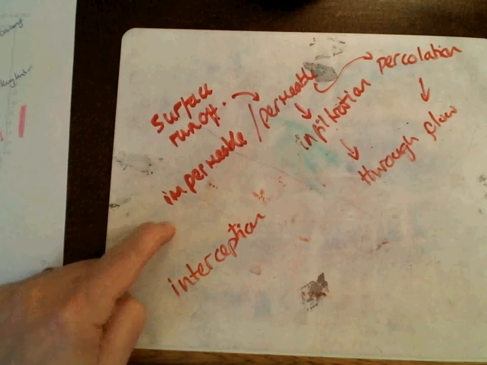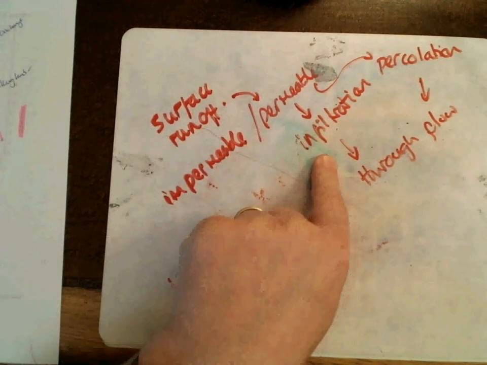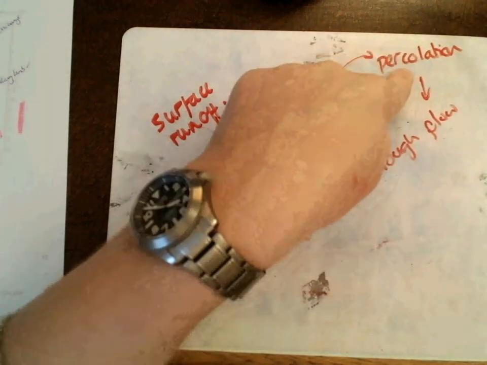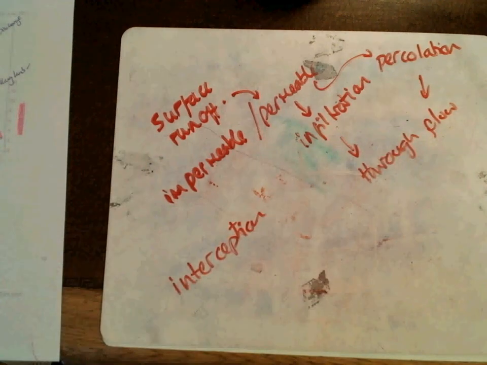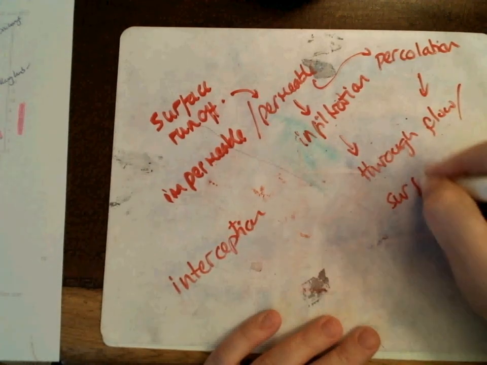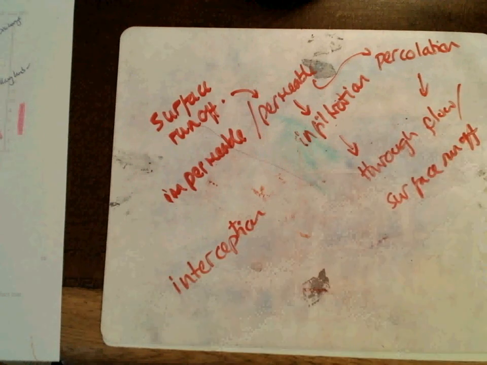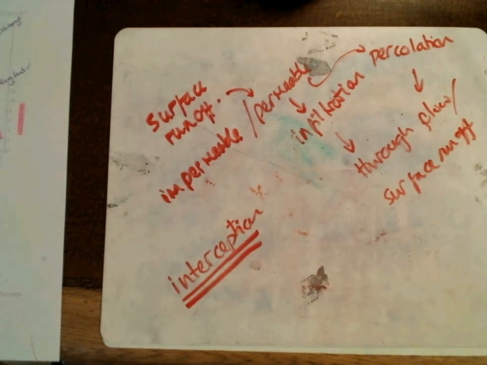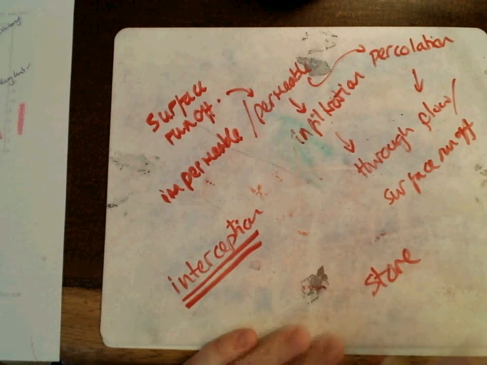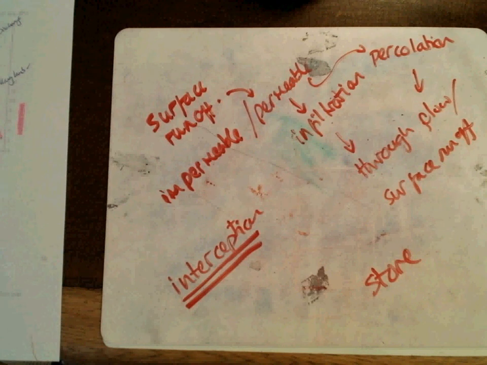Surface runoff, permeable or impermeable. Is there infiltration or isn't there? Is there percolation or isn't there? And if there is infiltration and percolation, then there will be through flow. If there isn't infiltration and percolation, then there will be surface runoff. And interception is a useful term to know because it refers to how vegetation stops water hitting the ground and therefore slows it down. I suppose the only other term that I've used, which is vaguely complex, would be the use of the term store. A store of water is where water is gathered and trapped within the landscape, such as in a reservoir or in a mine system.